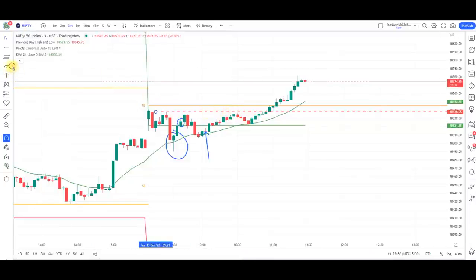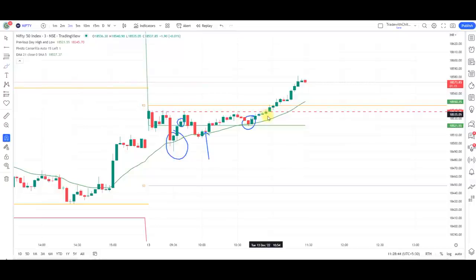Again, I got one more entry here in this green candle because this green candle gave a close above the 21 days moving average as well as above the previous day high. So I again entered into a third trade and I booked my profits exactly at the R3 zone. So this is how we need to enter into the scalping trade. We have to enter fast and we have to exit our trades also.